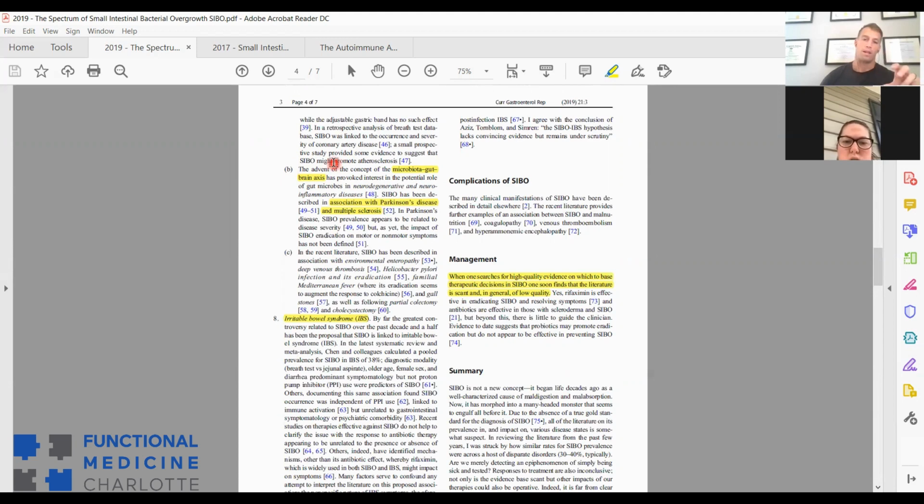In people that I work with that have Parkinson's disease and gut dysbiosis, whether it's SIBO or some other form, if we deal with the gut, they do better globally. In multiple sclerosis, people I've worked with, same thing. If we deal with the gut, they do better globally. So even though this study says, as yet, the impact of SIBO eradication on motor and non-motor symptoms has not been defined, it hasn't been defined in this giant study in the literature, but clinically, there's doctors all over the world that I'm sure would echo what I'm saying.